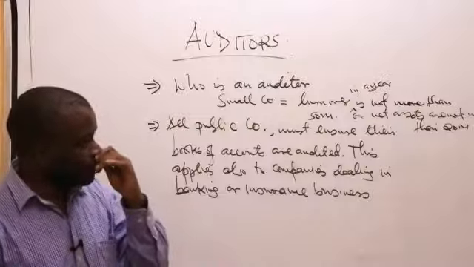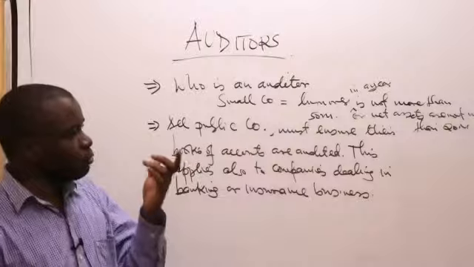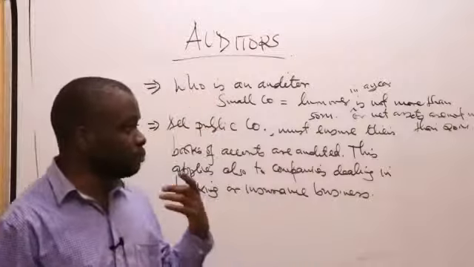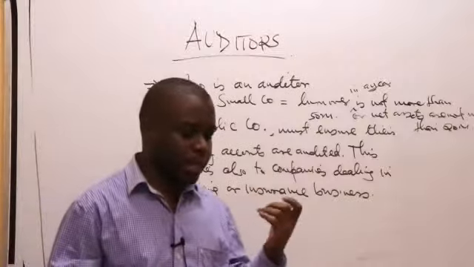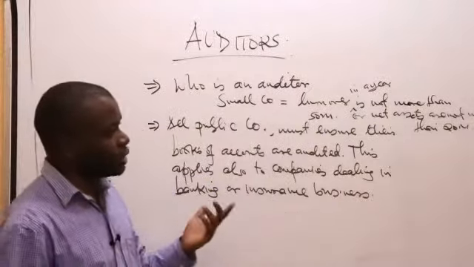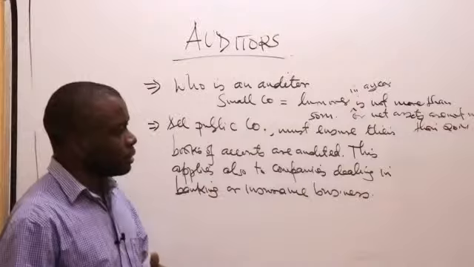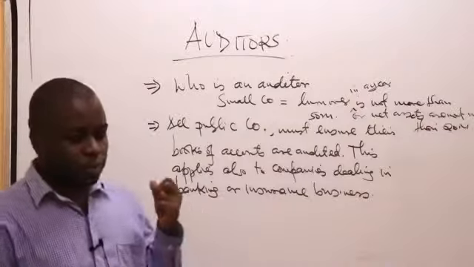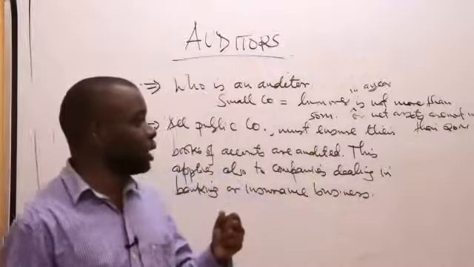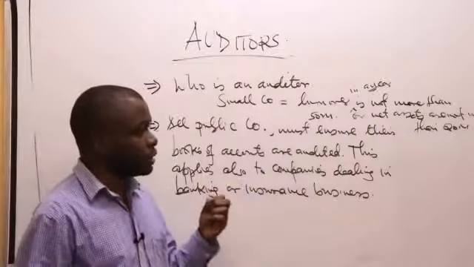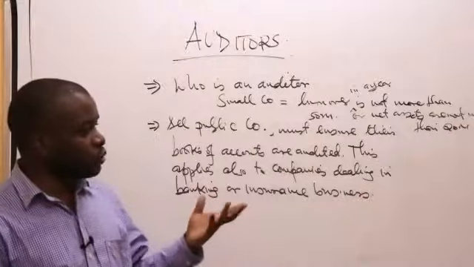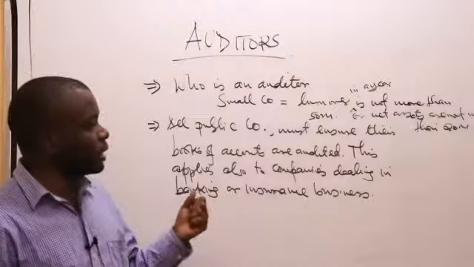But of course, sometimes other requirements force them to ensure that their books have been audited. For example, if these small companies want to make a return to the Kenya Revenue Authority, they must provide audited books. Even if you want to open a bank account as a private limited company, you will be required to bring audited financial statements for the last three years.